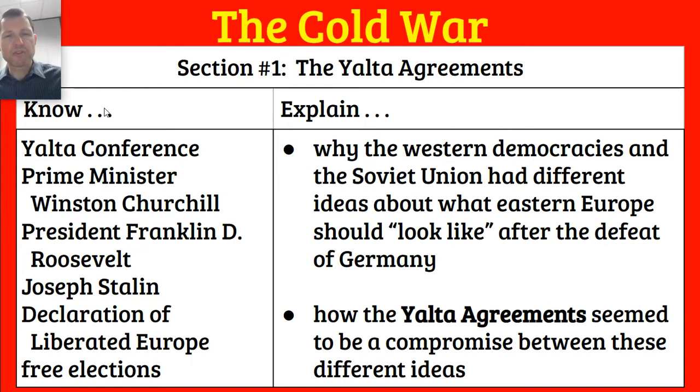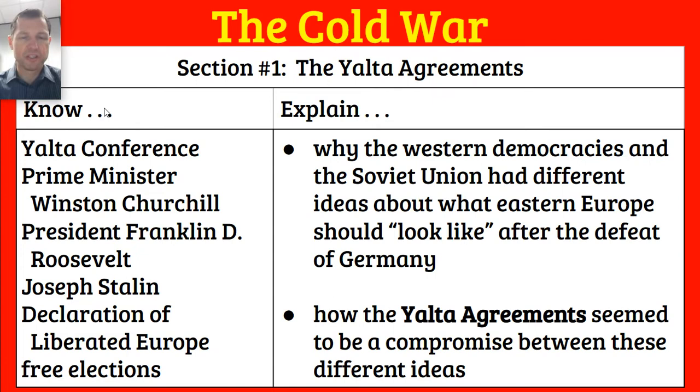So this first lesson will cover two sections, Section 1 and Section 2. And basically the goal of this lesson, as well as the next couple of lessons, is to try to understand how it is that an alliance became a rivalry. So in Section 1, I hope you'll be able to explain why the Western democracies and the Soviet Union had different ideas about what Eastern Europe should look like after the defeat of Germany, and also explain how the Yalta agreements seemed to be a compromise between these different ideas.